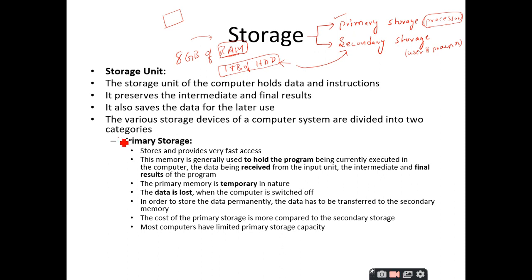Coming back to our discussion of primary storage, it stores and provides very fast access. As I told you, this primary storage is being used by the processor only, it resides inside the motherboard. So, in the motherboard we have the processor, we have RAM, we have ROM, everything is present on the motherboard only. So, beside this processor, this is the processor and this is RAM, let us assume. RAM is located nearer to this processor.